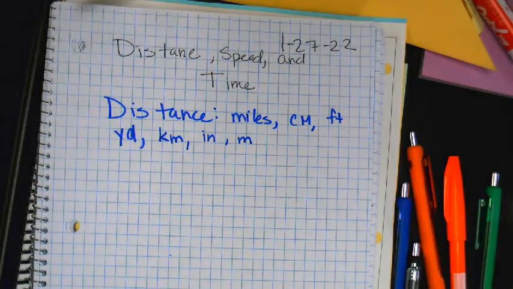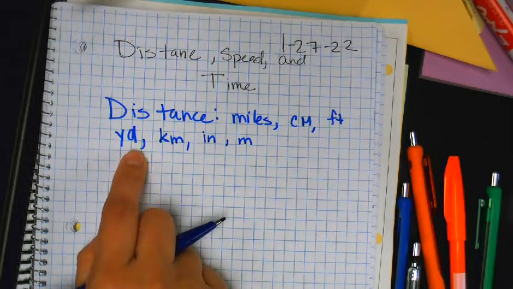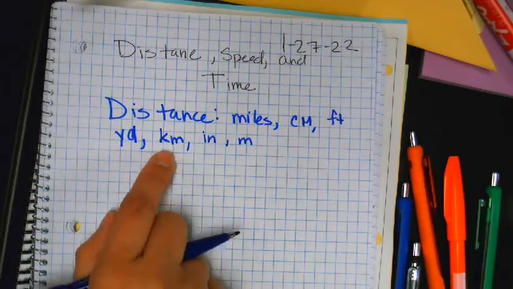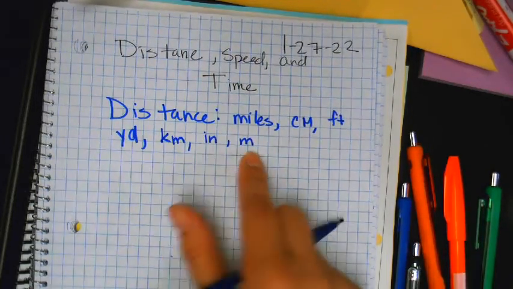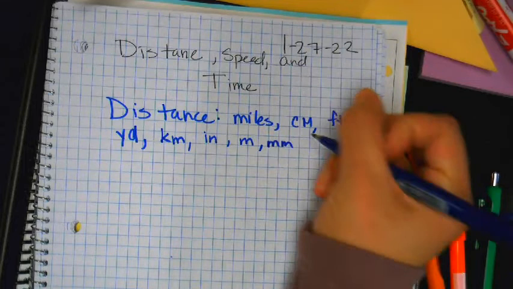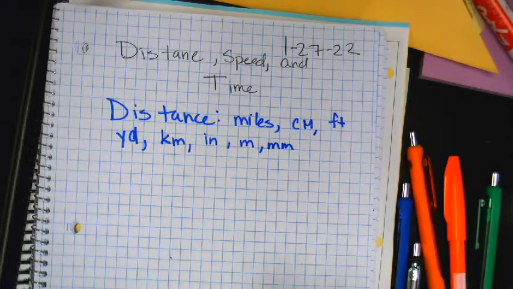Right? There's light years. Light years means how much time it takes for light to travel in a year. Is that a Y and a D? Yeah, yards. YD is the abbreviation for yards. Kilometers, inches, meters, millimeters. Right, there's endless, right? These are usually the ones that we hear the most, that we use.